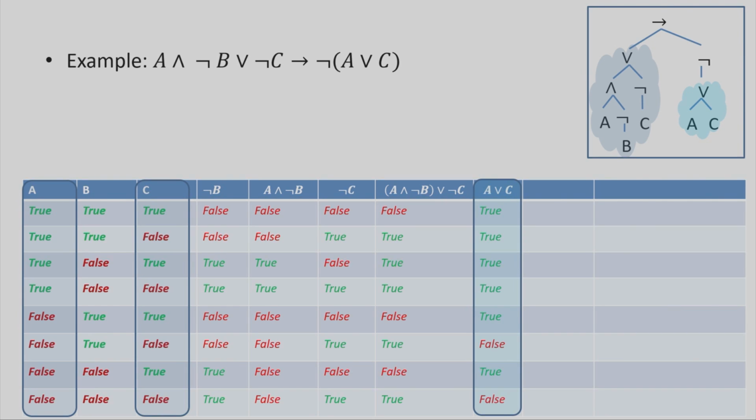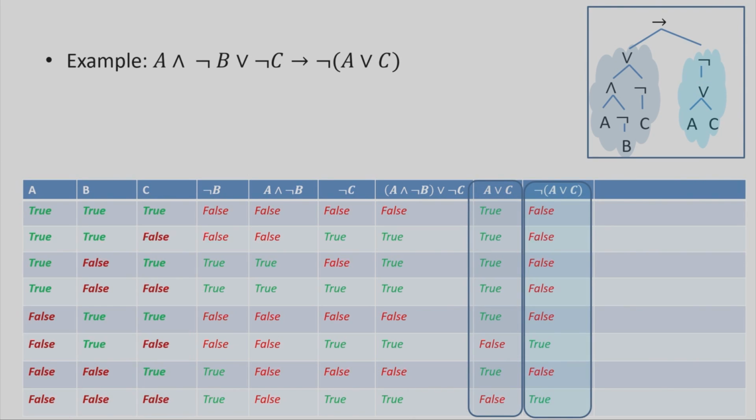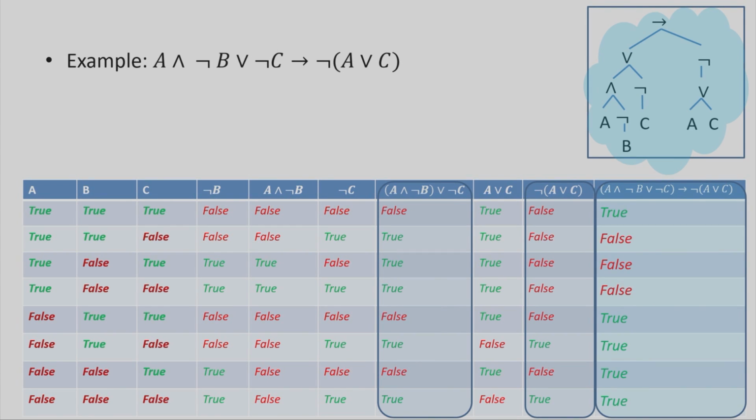We cannot do the implication yet because we don't know the right side, but we can compute it the same way, going bottom up. So we compute the OR of A and C, and then we compute the negation of the thing that we got. Okay, finally we can do the thing at the top. And here's our answer for this big formula. It's true in 5 scenarios, when all things are true, or when A is false, and it's false in the remaining 3 scenarios.